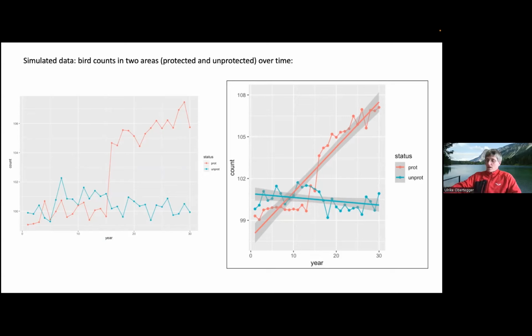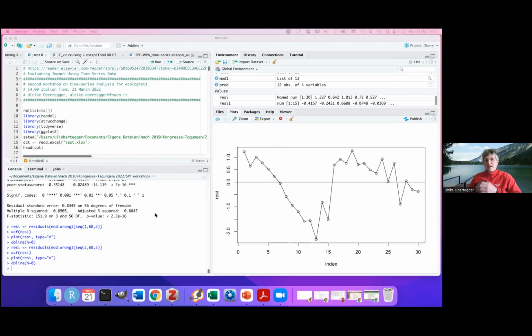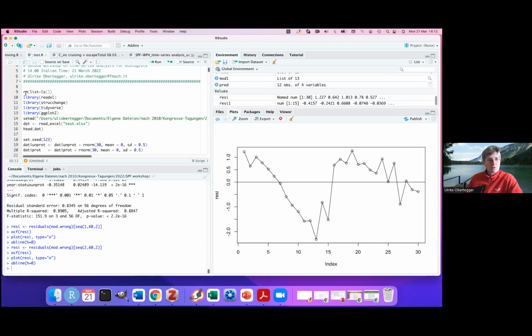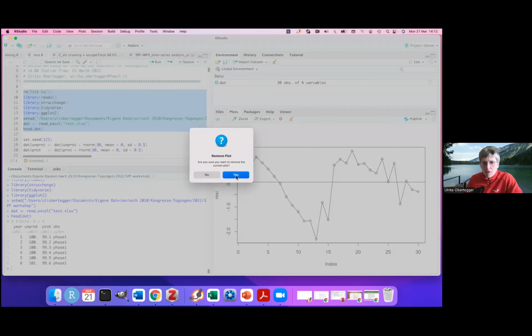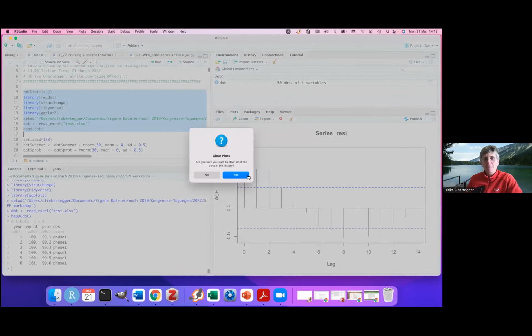So now the presentation will be a little bit jumping between the PowerPoint and the R script. So now I would like to go to the R script. As usual, I start with rm(list=ls()), so I will completely remove or delete everything R has in its memory. Okay.